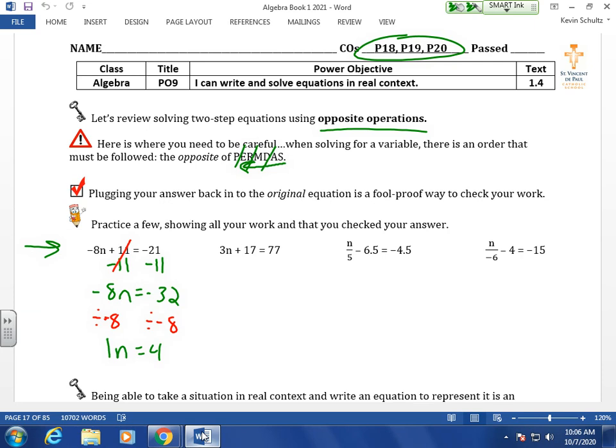Sure, yeah, go back to our original equation and plug in our value for n, 4. And see if we get negative 21. Negative 8 times 4 is negative 32. Negative 32 plus 11 is negative 21. It checks out.